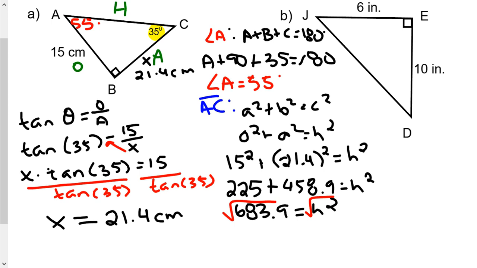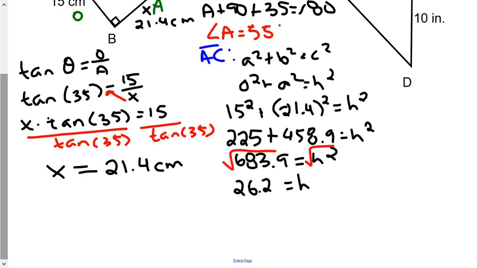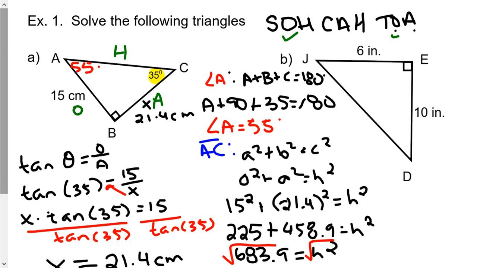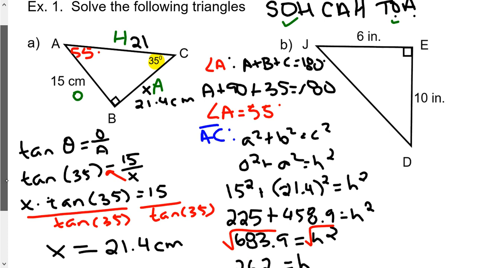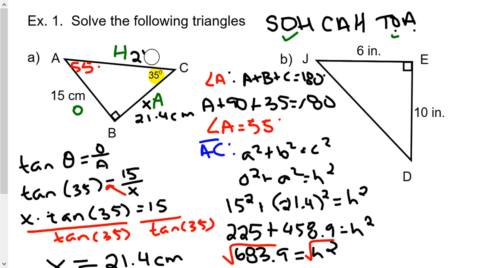So h, 26.2. Or again, we can call that length AC. And again, all of our other sides were in centimeters, so this one is going to be in centimeters. So we successfully solved this triangle, 26.2.